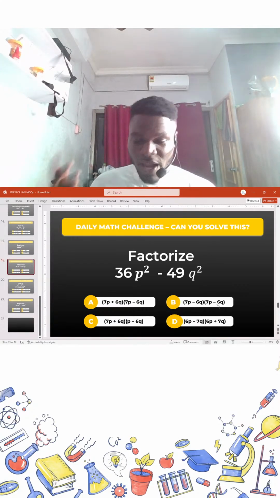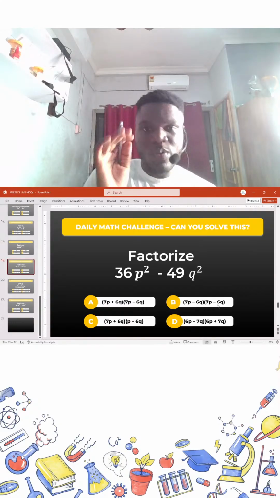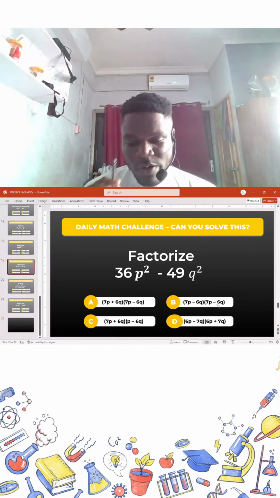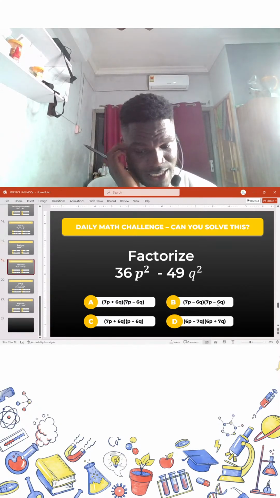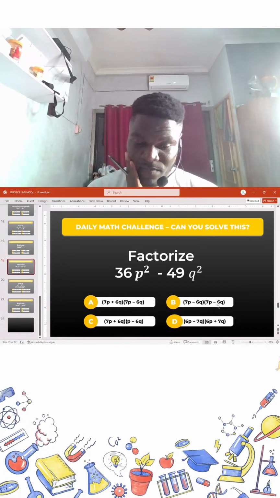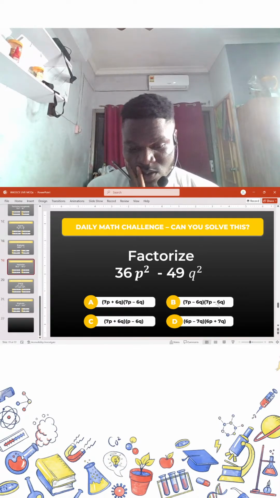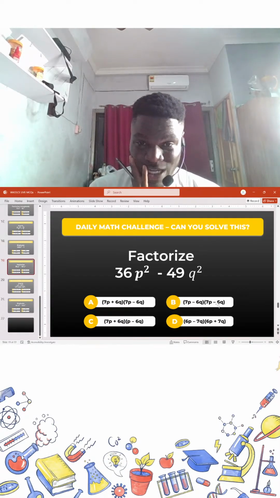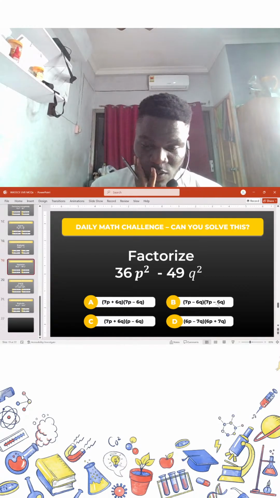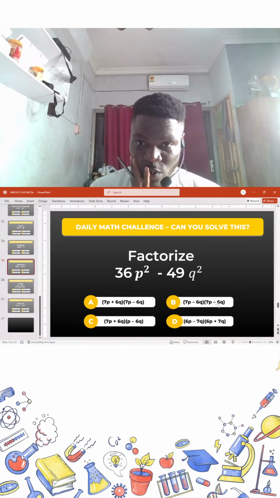Okay, so I have mine. So let's look at it. We have to factorize 36p squared minus 49q squared. Now, if you look at this expression really well, we can rewrite it. 36 is a square, or basically, the square of a number. In this case, 6 squared is 36. Then if you look at 49 as well, 7 squared is also 49.